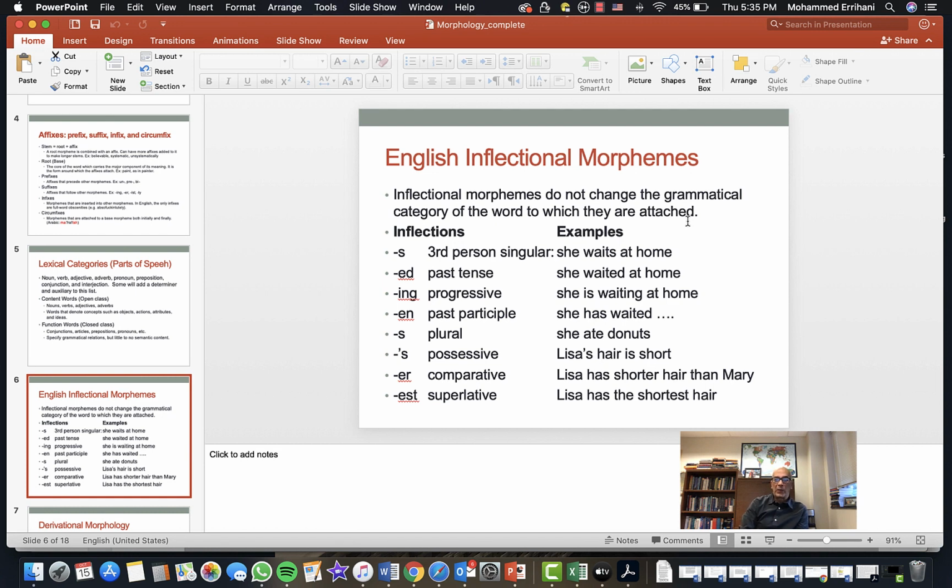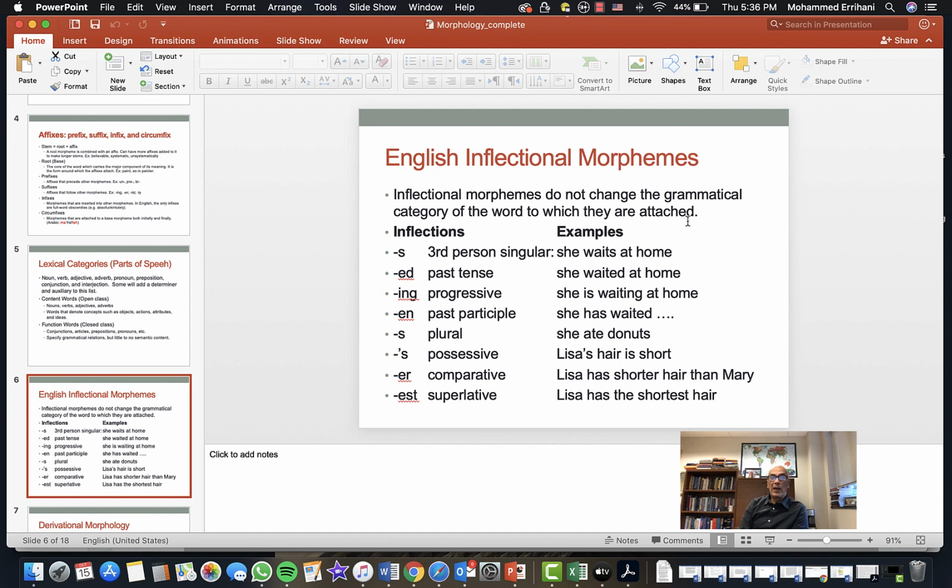So you have the third person singular S. For example, she waits at home. So the verb wait has two morphemes, a free morpheme, wait, and the S that's added to it, which denotes third person singular. The past ED, she waited. Another inflectional morpheme is the ing, she's waiting. The past participle is typically denoted by en, she has waited.